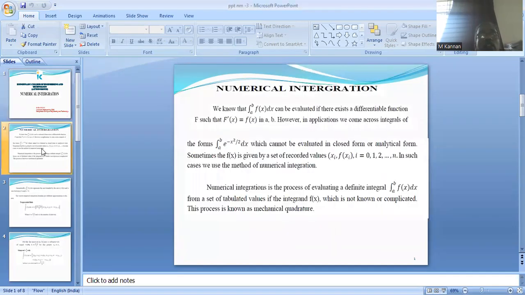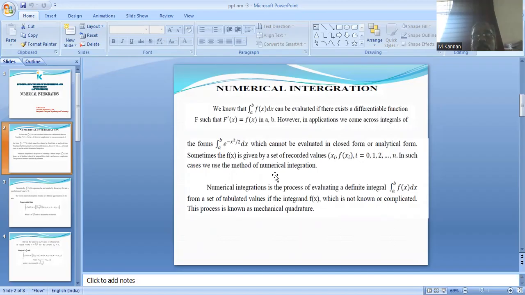In numerical integration, we know that the integral of f(x) dx from a to b can be evaluated if there exists a differentiable function F such that F'(x) = f(x) in (a, b). However, in applications, we come across integrals of the form integral from a to b of e to the power of minus x squared by 2 dx, which cannot be evaluated in closed form or analytical form. Sometimes f(x) is given by a set of recorded values (xi, f(xi)) for i = 0, 1, 2, 3, and so on. In such cases, we use the method of numerical integration.